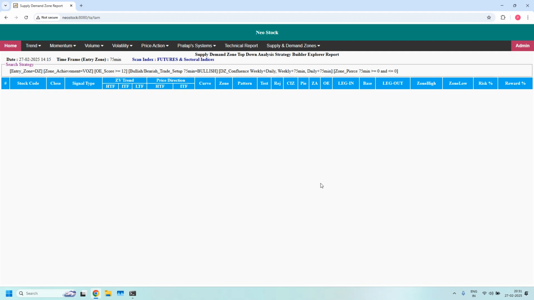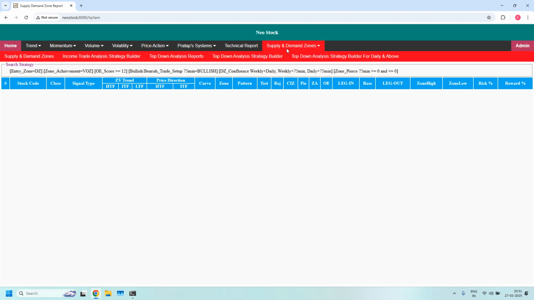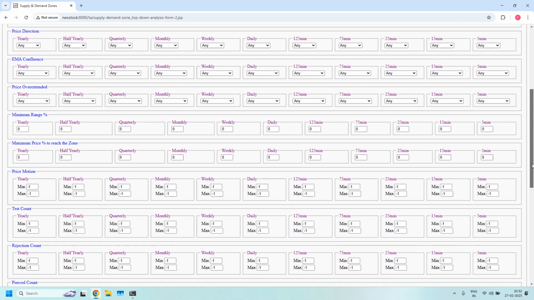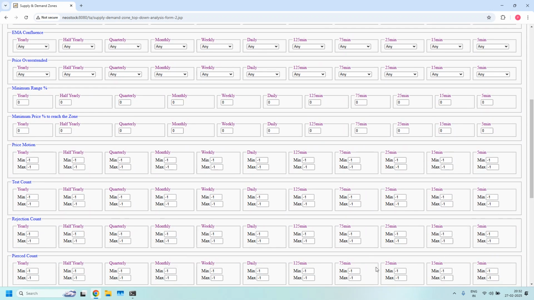Okay, next we will look into bearish trade setup for weekly income trade. Entry time frame 75 minutes, entry zone, supply zone. In bullish or bearish trade setup at 75 minutes, I am selecting bearish. Zone achievement VOZ, minimum odd enhancer score 12. 75 minutes supply zone should not be pierced. So at 75 minutes, I am setting minimum value 0, maximum value 0.